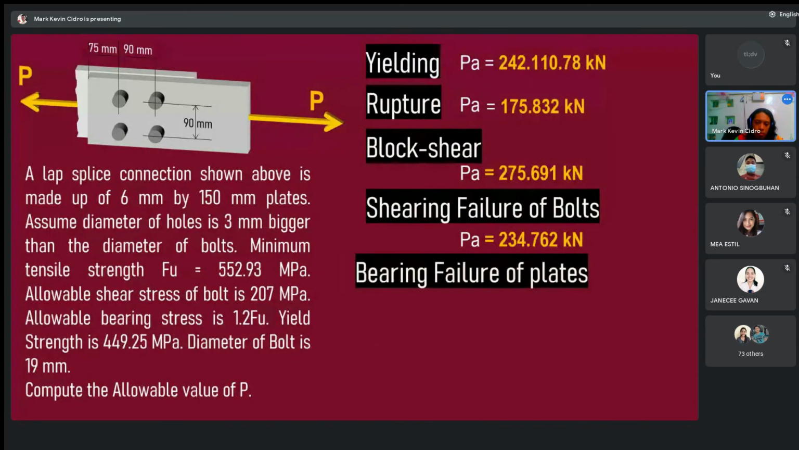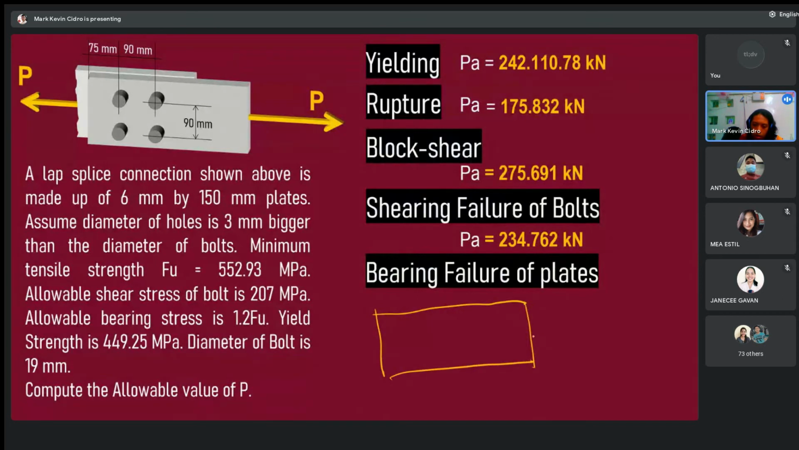That is the value for PA. Next is the bearing failure of plates. An example of bearing failure: in this top view, this is the force and this is your bolt. The plate gets torn, like paper that has been punched through and then ripped because of bearing failure. It's like that.